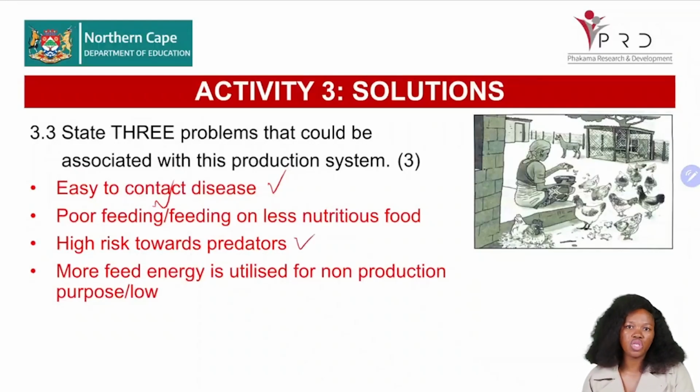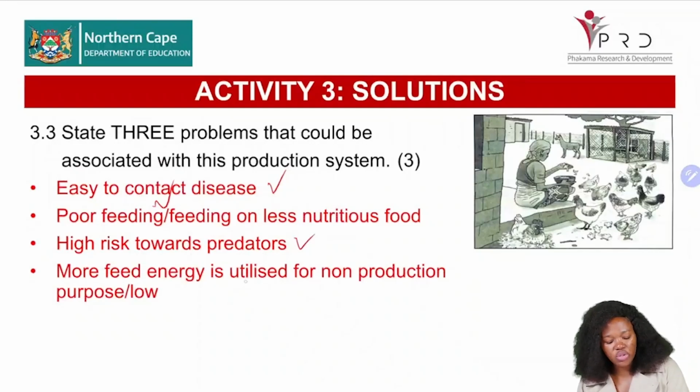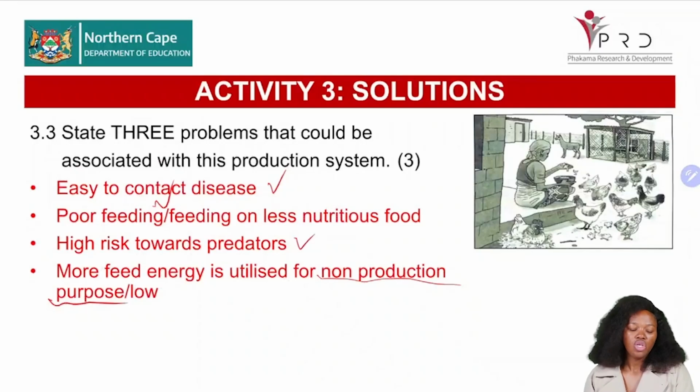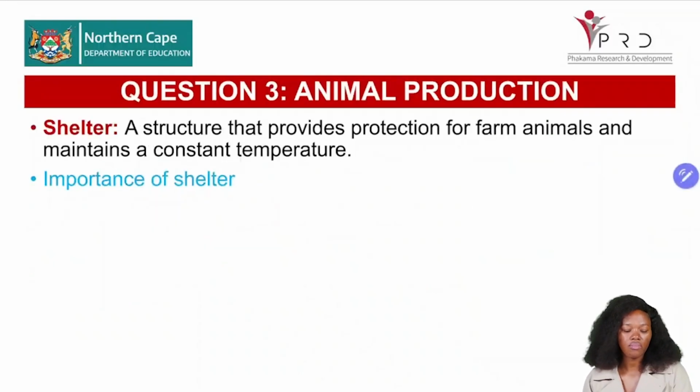Animals are more exposed to predators during the day. Remember, they are allowed to roam freely during the day, but at night they are confined in shelters. So they are more exposed to predators. More feed energy is utilized for non-production purposes. So these are the problems encountered, or the disadvantages, of using the backyard production system when raising chickens.